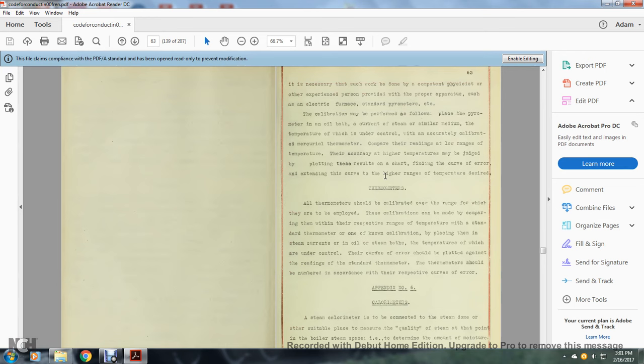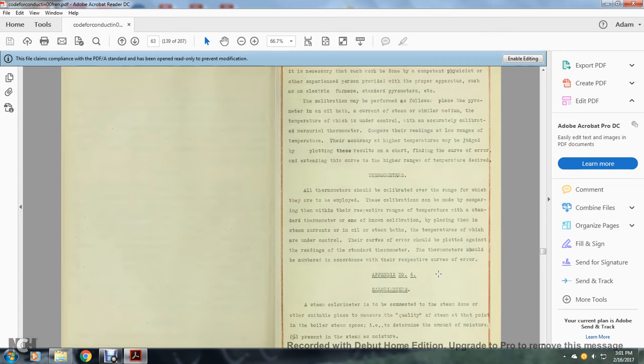Thermometers. All thermometers should be calibrated over the range in which they are to be employed. The calibration can be made by comparing with the respective range and temperature of a standard thermometer of known calibration, placing them in steam currents, in oil or steam baths. The temperature, under control, and the curves of the error should be plotted against the readings of the standard thermometer. The thermometers should be numbered in accordance with the respective curves of the error.